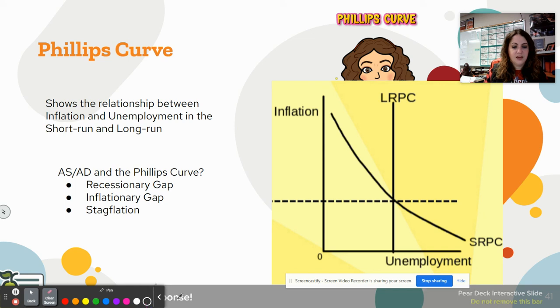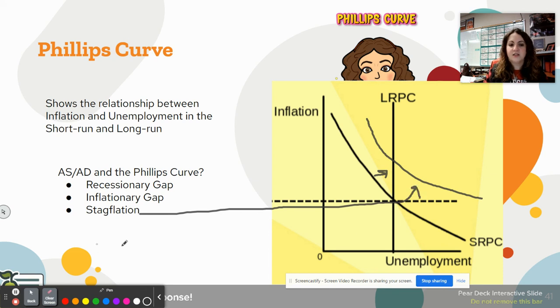When aggregate supply decreases and goes to the left, Phillips curve goes to the right, and that's called stagflation. So a rightward shift of the Phillips curve is called stagflation. When the Phillips curve goes left, there's actually no name for that. So movement up the Phillips curve, inflationary gap. Movement down the Phillips curve, recession. Shift to the right, Phillips curve, stagflation. Shift to the left, Phillips curve doesn't actually have a name. It's a shift without a name, which is very, very sad.